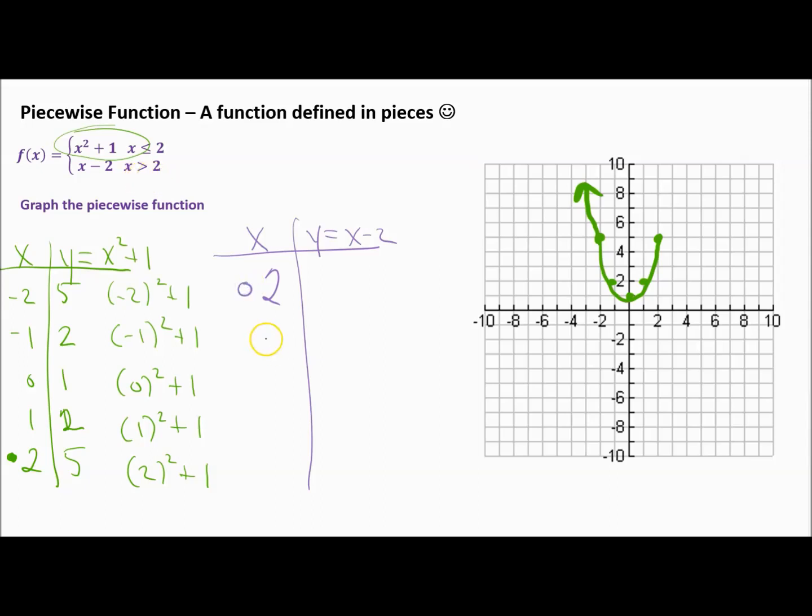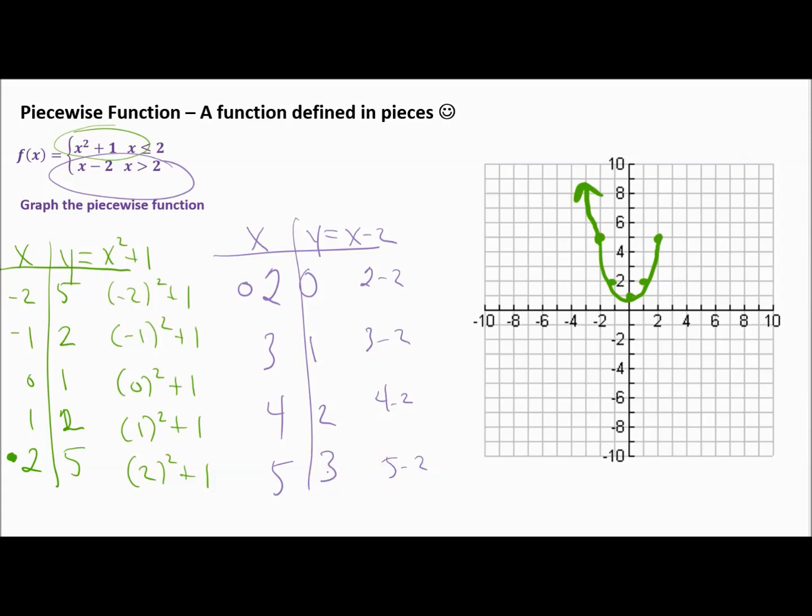And then I plug in numbers bigger, like 3, 4, and 5. Now I'm plugging it into x minus 2, which is a straight line, right? Because it's x to the first power. So I'm doing 2 minus 2, which gives me 0. 3 minus 2 gives me 1. 4 minus 2 gives me 2. And 5 minus 2 gives me 3.